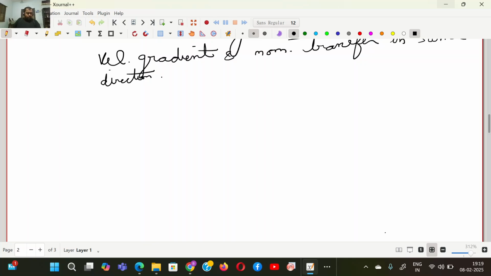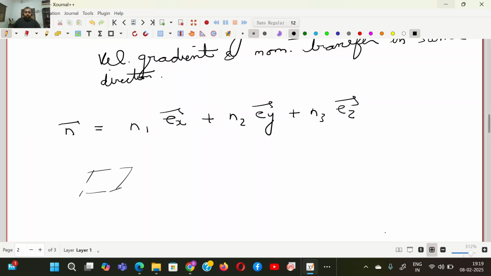And I'll introduce some other concepts also. This is a normal vector n, n1 ex plus n2 ey plus n3 ez. This is the surface and this is the normal vector direction. So when you dot it with the stress tensor, it gives you the stress vector. So just keep that in mind. We may use it later on.